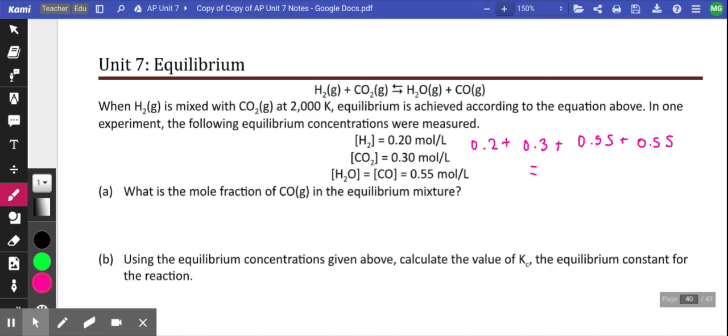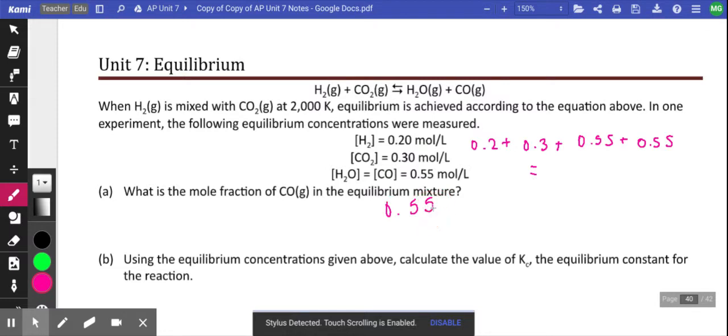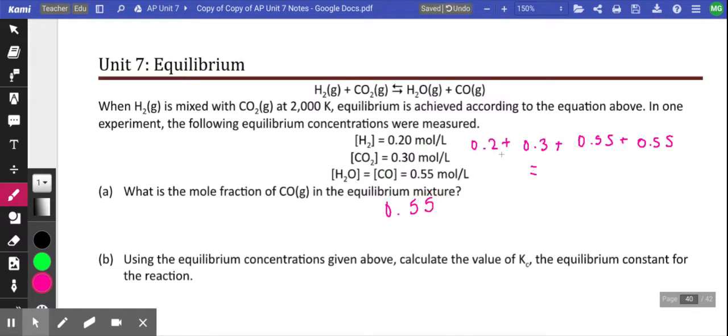All right, ladies and gentlemen, so I was cut off in the middle of that one, so we're starting with another one here. We were in the middle of this problem 3a, trying to figure out the mole fraction. So we had determined that the moles of my CO would be 0.55. Then we were figuring out this total moles of the mixture. So I had 0.2 moles for my H2, 0.3 moles for my CO2, 0.55 moles for my H2O, and 0.55 moles for my CO. Would give me a total of 1.6 here.